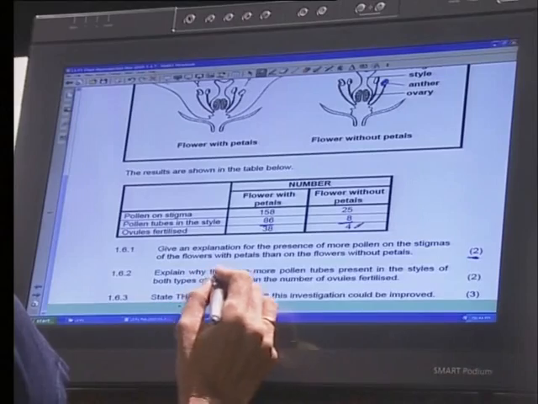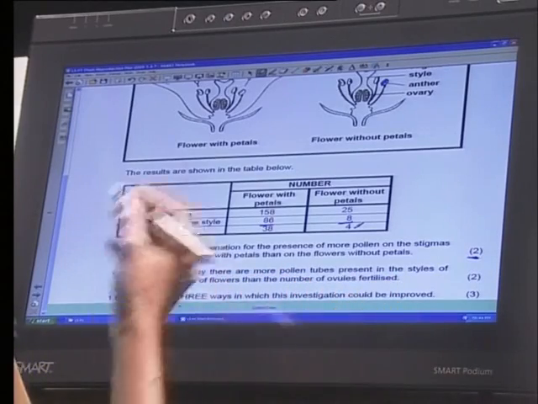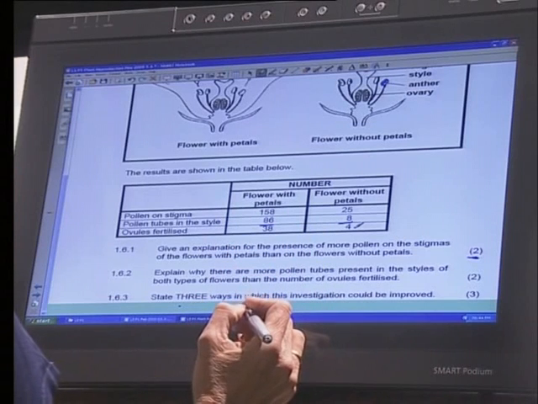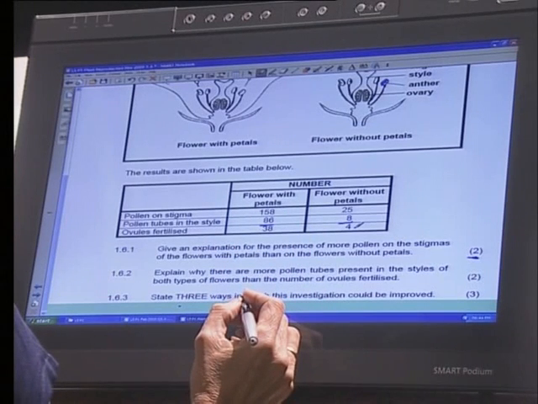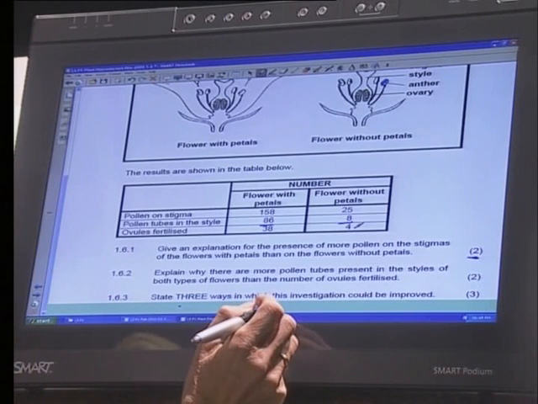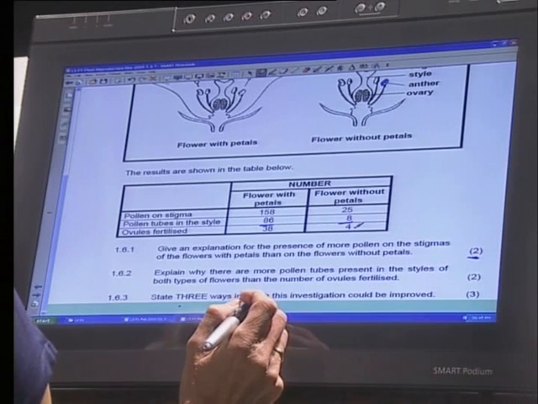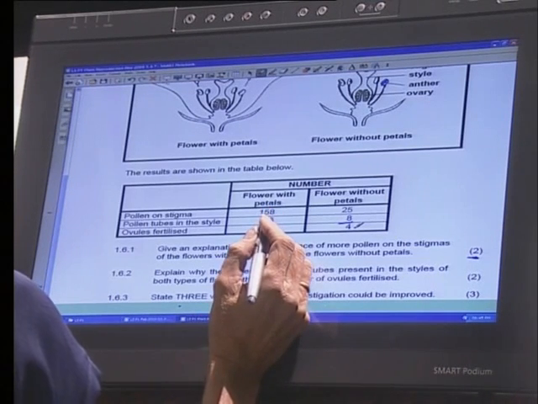Now, explain why there are more pollen tubes present. Why do you think there are more pollen tubes present? Pollen tubes because it has petals, the flower has petals. Mm? Yeah, and more insects are attracted to that flower.